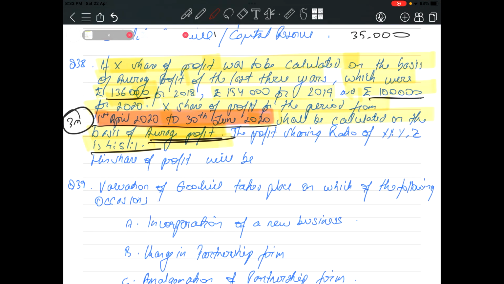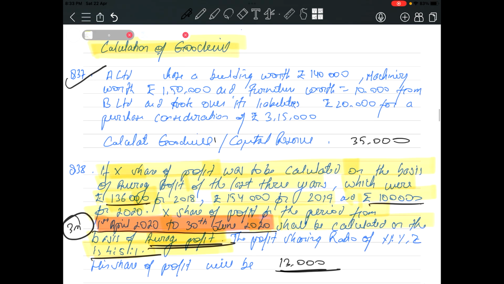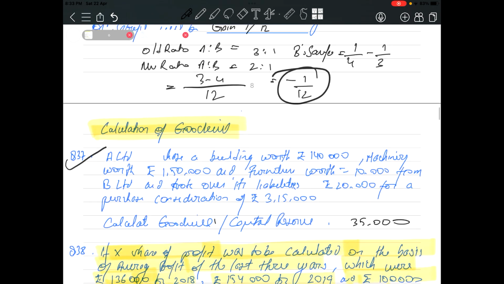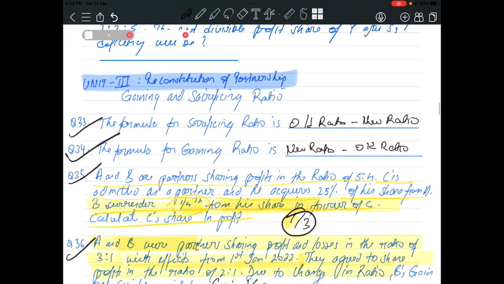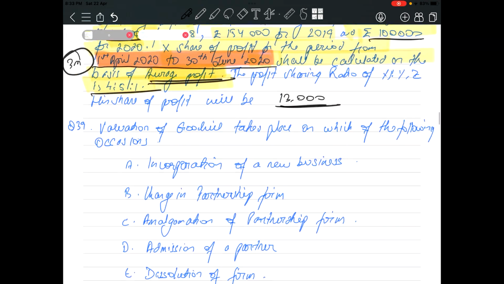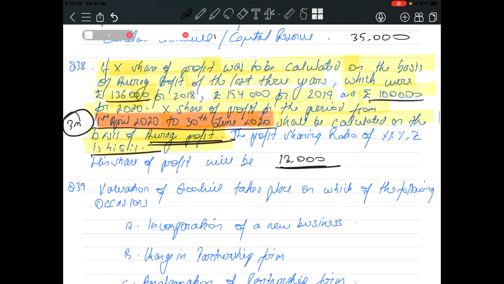So the answer will be 13,000. I hope this is clear. Now let's move to question number 39.